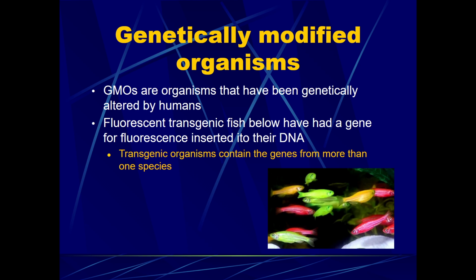This produces transgenic organisms when you essentially add a gene to their body or their DNA, and transgenic organisms contain the genes from more than one species.